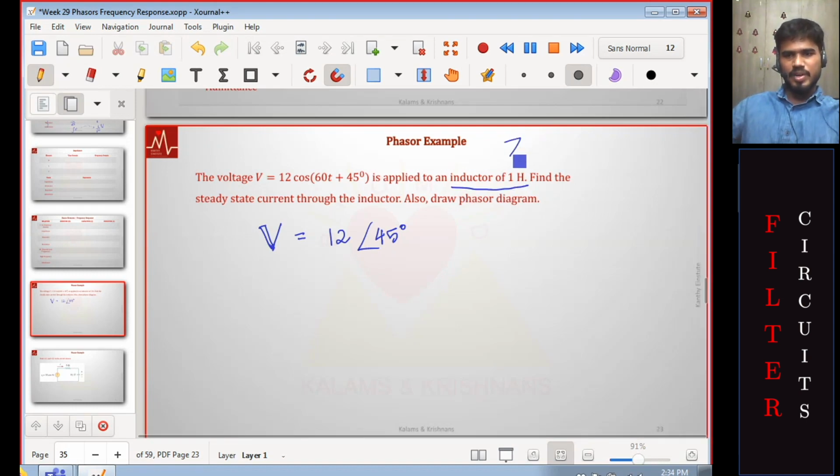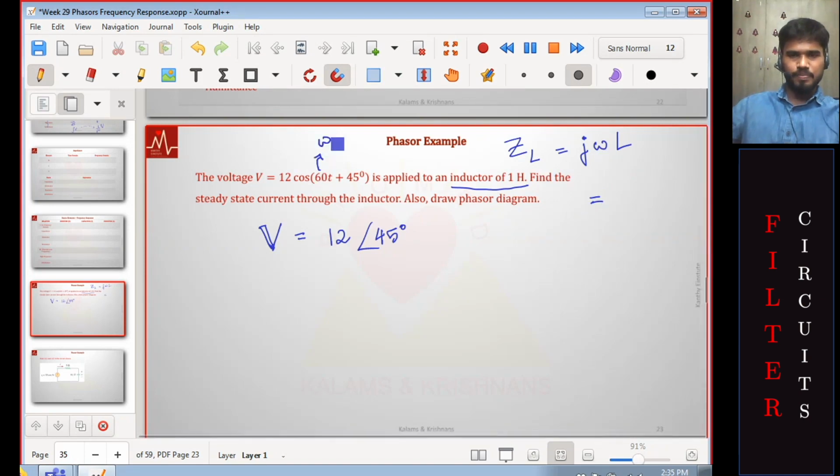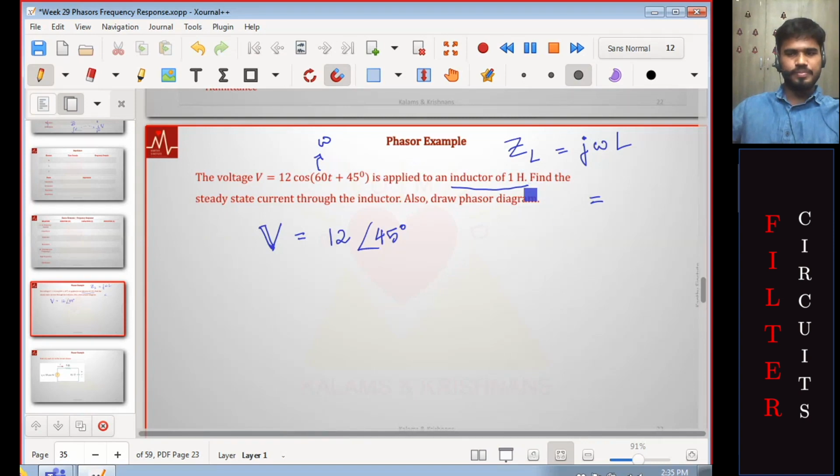This implies ZL equals j omega L. Can we actually again write this as a complex number? We know omega. We know L. This is j into 60 into L, which is 1 Henry. So this is 60j.